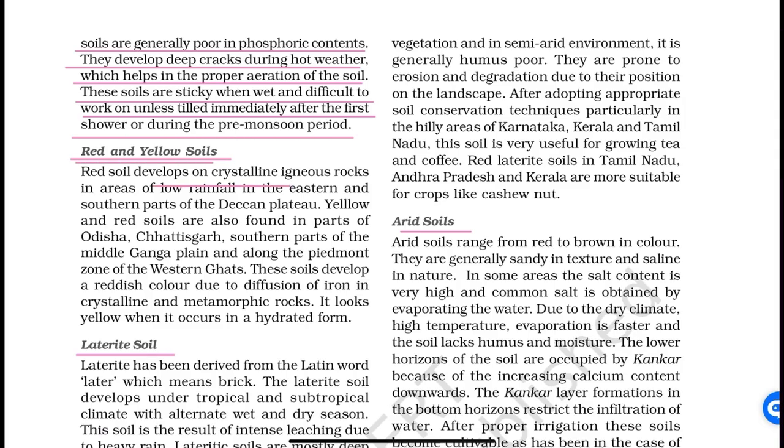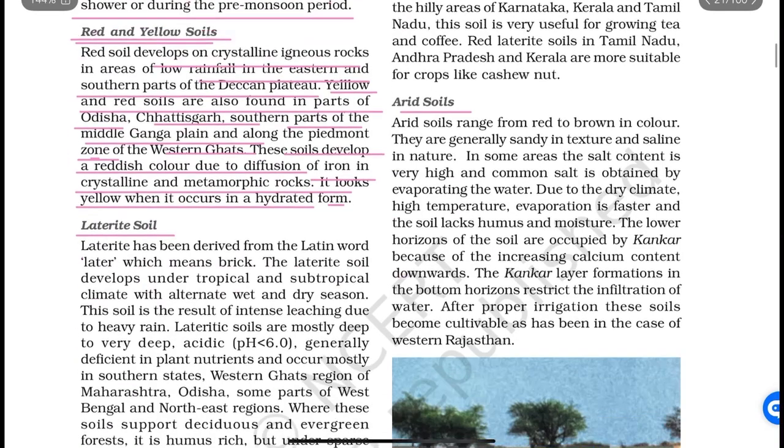Red soil develops on crystalline igneous rocks in areas of low rainfall in the eastern and southern parts of the Deccan Plateau. Yellow and red soils are also found in parts of Odisha, Chhattisgarh, and southern parts of the Middle Ganga Plain and along the Piedmont zone of the Western Ghats. These soils develop a reddish color due to diffusion of iron in crystalline metamorphic rocks. It looks yellow when it occurs in a hydrated form.